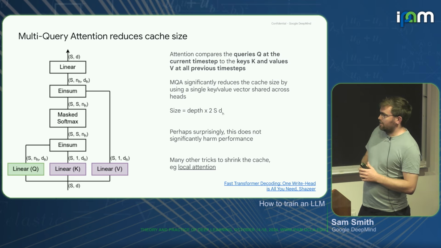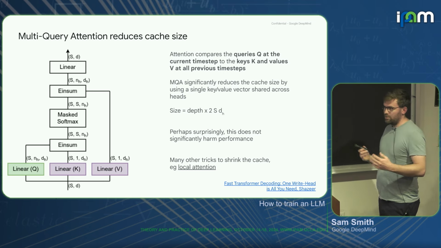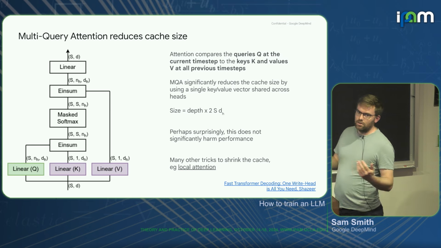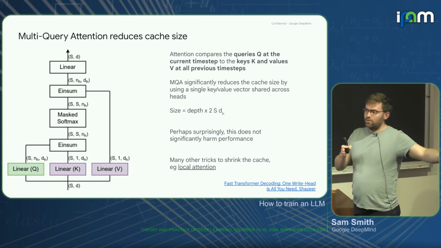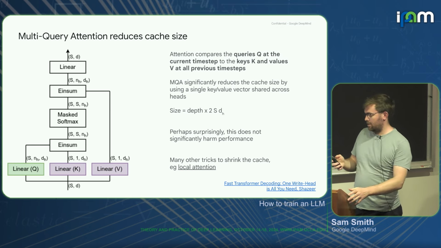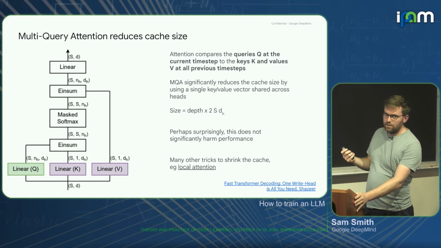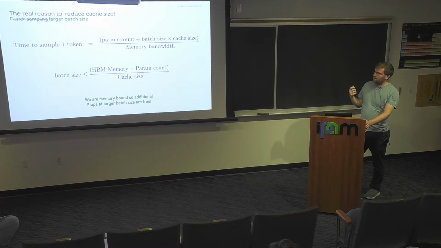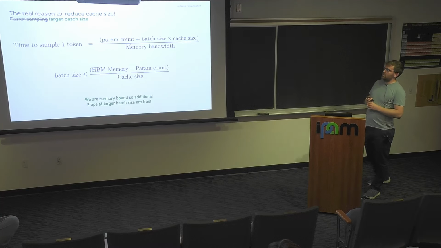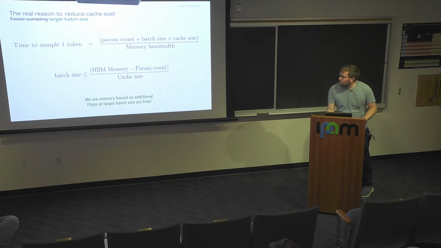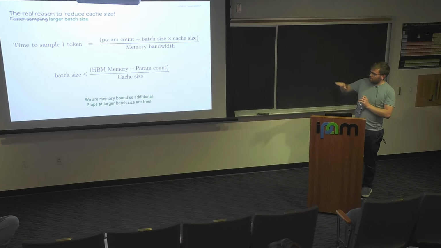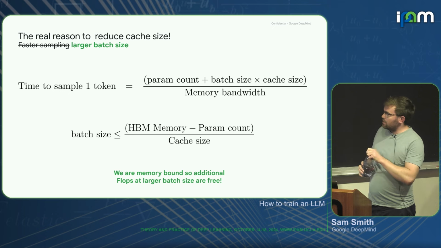As an aside, there are many other tricks people use to reduce the cache size of attention, the most obvious being local attention, where you only look across some fixed window, but there are others as well. Any questions? Sweet. Okay, so why do we want to reduce the cache? Obviously, one reason is the speed of sampling in this first equation.